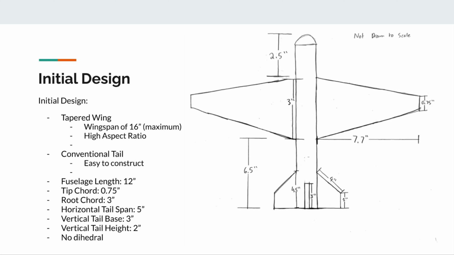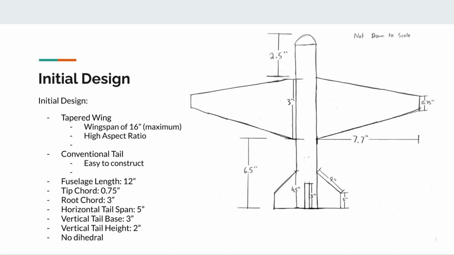For my initial design, I chose a tapered wing of 16 inches, which was the maximum, so there would be a higher aspect ratio and greater lift. Next, I chose a conventional tail, mainly because it's easy to construct. I found that the fuselage should be around 75% of the wingspan, so I made it 12 inches. The tip cord was 0.75 inches, the root cord was 3 inches, the horizontal tail span was 5 inches, the vertical tail base was 3 inches, and the vertical tail height was 2 inches.